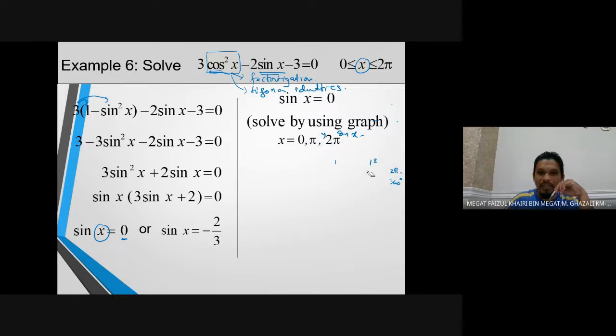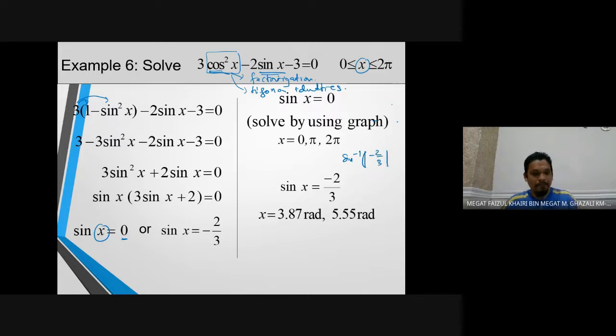Okay, so according to the graph, for sine x equal to 0, the value of x is equal to 0, pi, and 2 pi. So sine x equal to -2/3. Then arc sine of 2/3, again using the calculator. The value of x here equal to 41.81 degrees, the basic angle of this. So it gives the answer in radian.